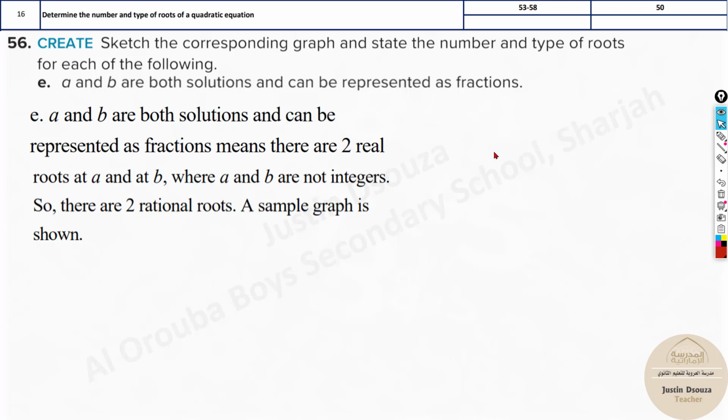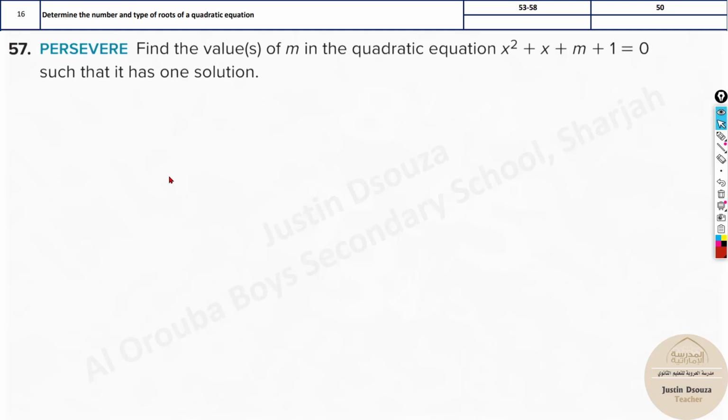Like pi value, 3.1415, keeps on going. That's an irrational number. So that is the difference between that and two rational roots. And over here we have another problem. See, what they have told is this has one solution. This is important.